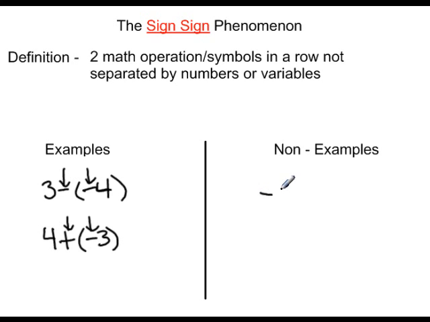Non-examples would be something like this. Now, this is one that people tend to get wrong, where they have negative 4 minus 7. They go, oh, I see two signs. I see two negative signs. Well, what we have here is, although we have two symbols or operations here, they are in fact separated by a number. Okay, so that is a non-example.